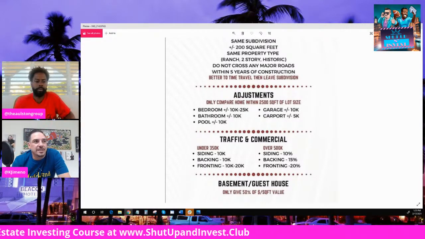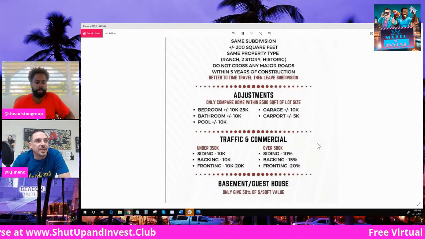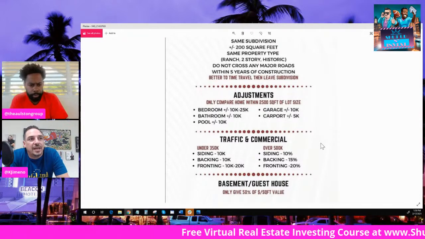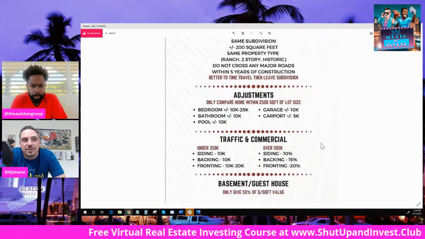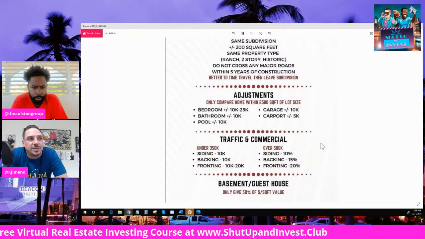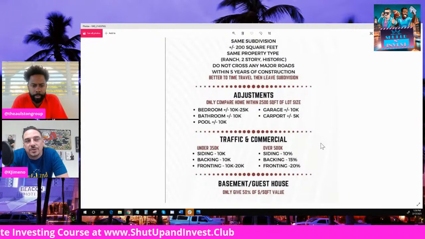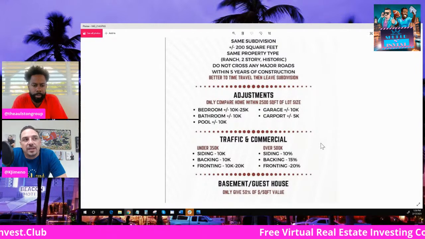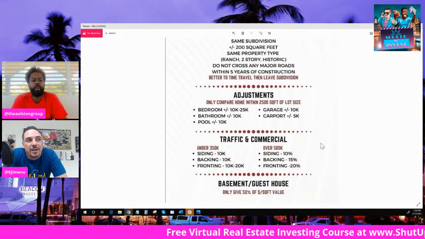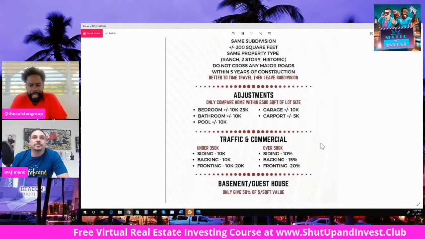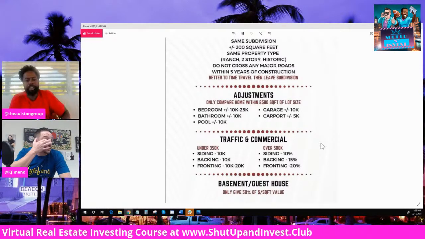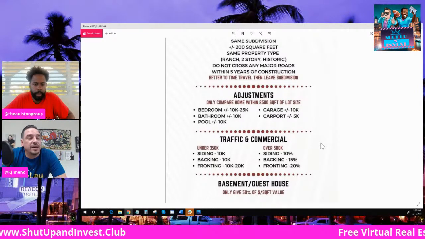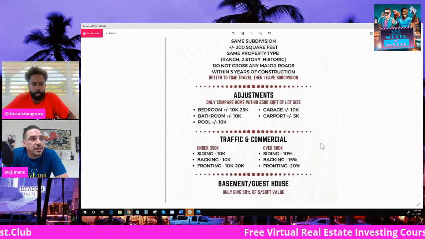Here it says traffic and commercial. So we've got under 350,000 and over 500,000. And you'll see here, if it's over 500,000, they default to percentages. So siding, backing, and fronting goes up 10, 15, 20%. And under 350, they go between 10K and 20K. So is that talking about, because we didn't talk about this, a house that's on a busy street when they say traffic? Is that what they're talking about? Correct. Or if it's got some commercial.